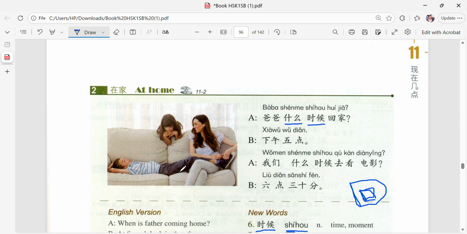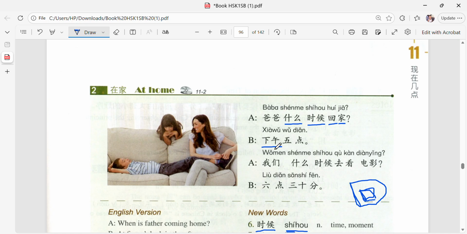Baba, father. You look at the kids, they miss their dad. Their dad always goes to work before they wake up and comes back when they have already slept. So they are asking mommy, 爸爸什么时候回家? 回 is to return, you all remember that? 家 is home. 回家, to return back home. When is dad coming back home?